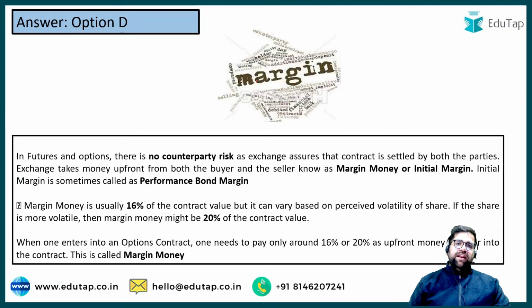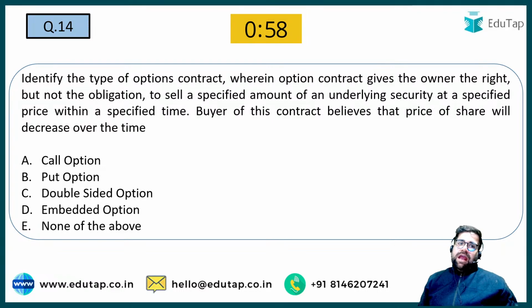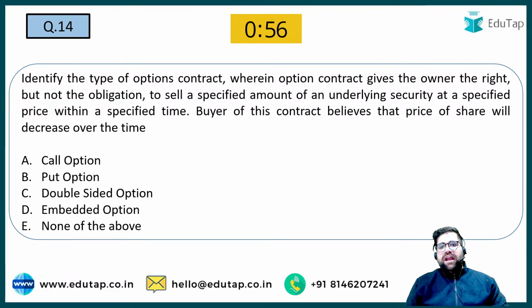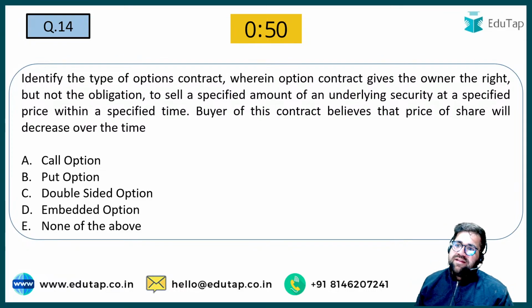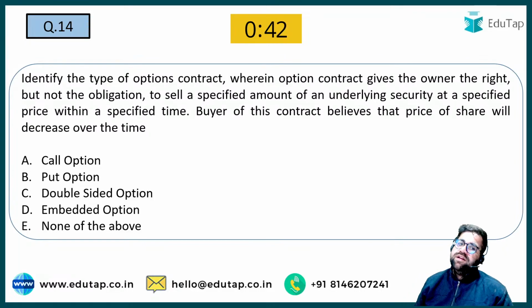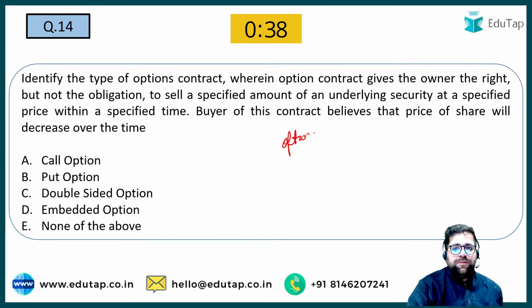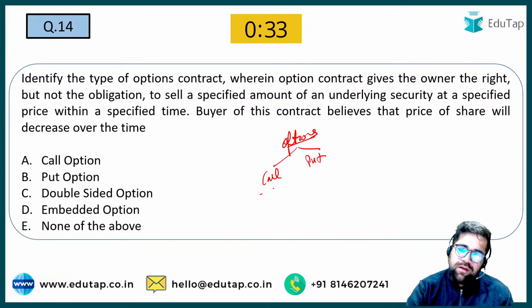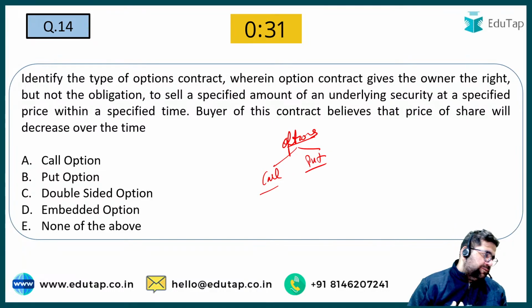Moving forward to the next question, my friends, 14. Identify the type of option contract where the option contract gives the owner the right but not an obligation to sell a specific amount of underlying asset at a specific price within a specific time. A buyer of this contract believes that the prices of the share or underlying asset will decrease over time. Now this question is asking you regarding options. Options are basically two types, call and put.